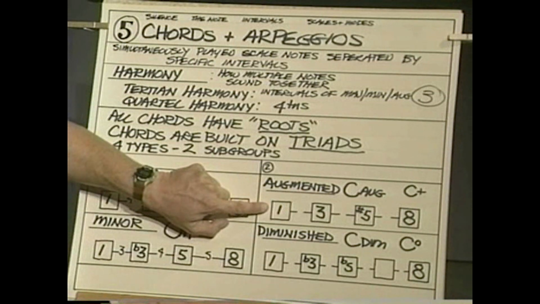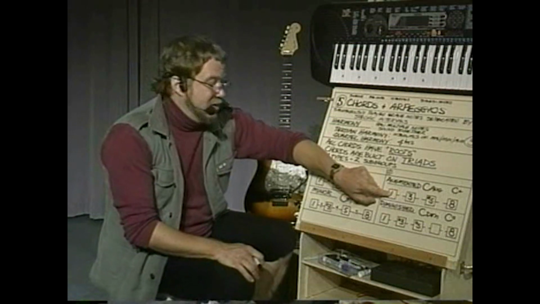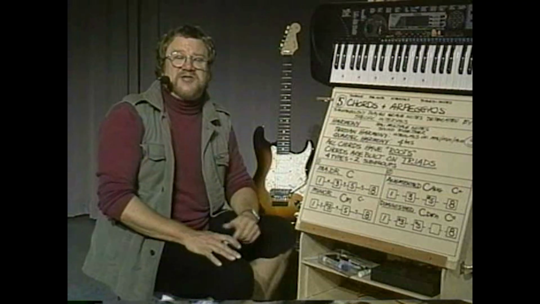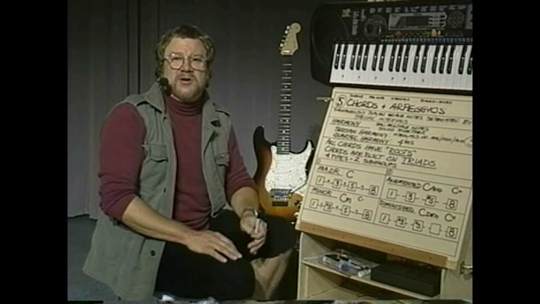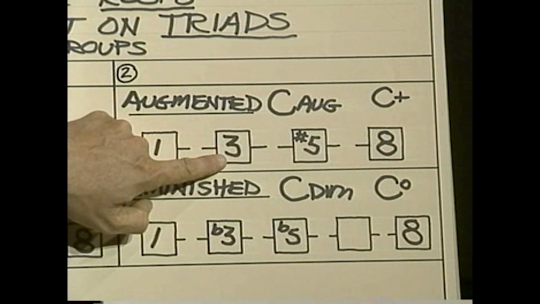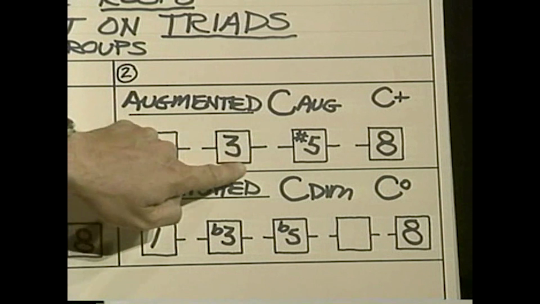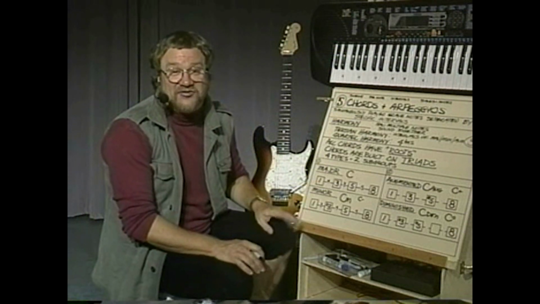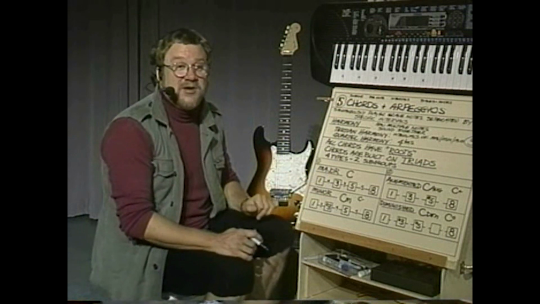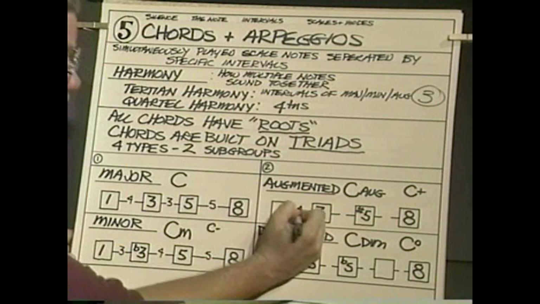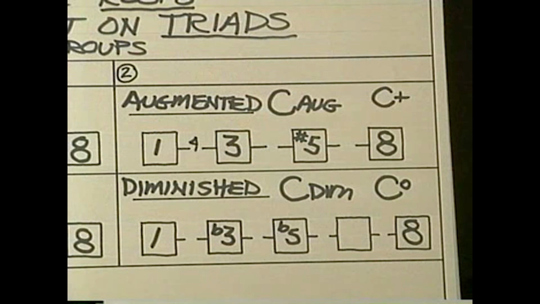Now, our third type of triad is an augmented triad, and it is spelled 1, 3, sharp 5, 8. Let's take a look at the distances that separate the notes in these triads. From 1 to 3, what interval is that? That's an interval of a major third, isn't it? How large an interval is a major third? It is 4 half steps, or 2 whole steps, as we noticed over here in our major triad. So the distance between 1 and 3 is 4 half steps.